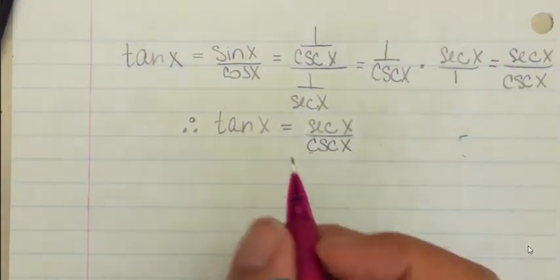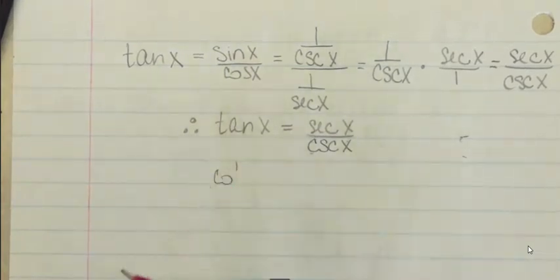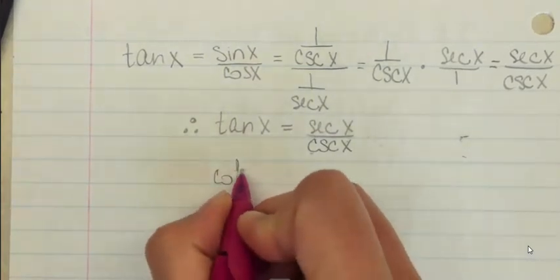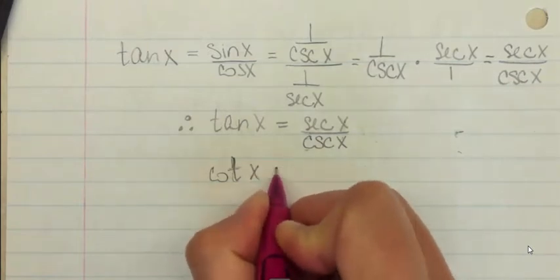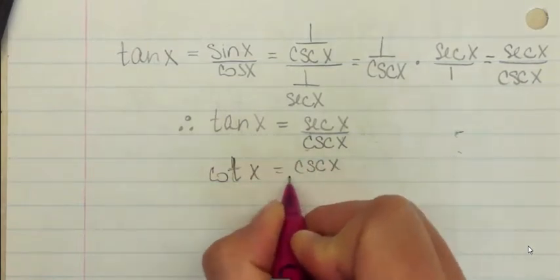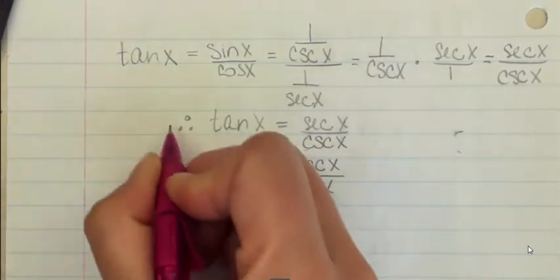And in addition to that, then we should know what cotan x is in terms of secant and cosecant. Having a little technical difficulties with my pencil. Okay. That will be cosecant x over secant x.